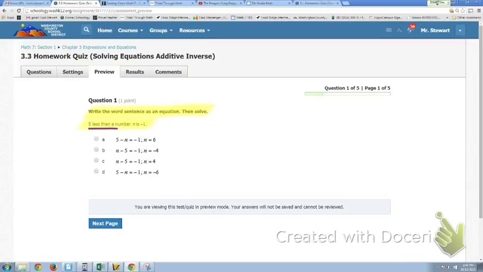When you say 5 less than the number n is -1. In fact, let me come up with my own example. Okay, I've just made my own example here. So it says 3 less than the number n is 8. You need to identify different components of this sentence.